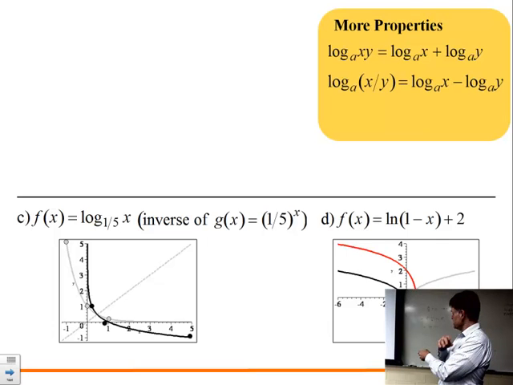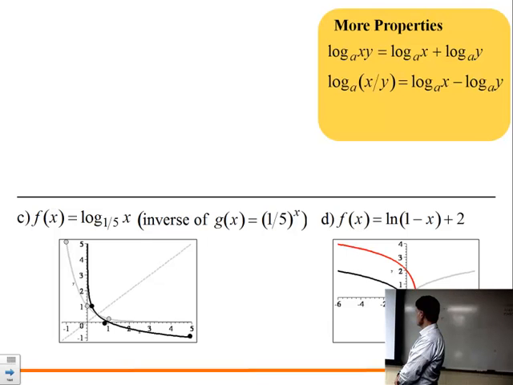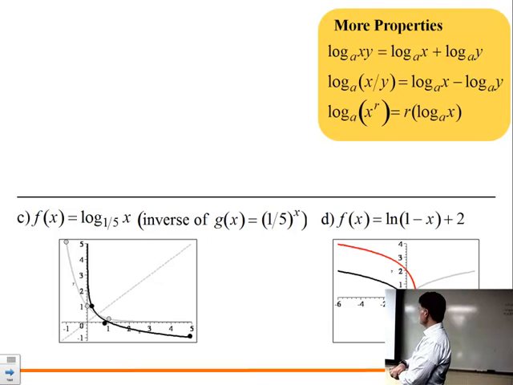We have a similar quotient rule. The log of a quotient is the difference of the logs. So it's log of the numerator minus the log of the denominator. So that's called the quotient rule.